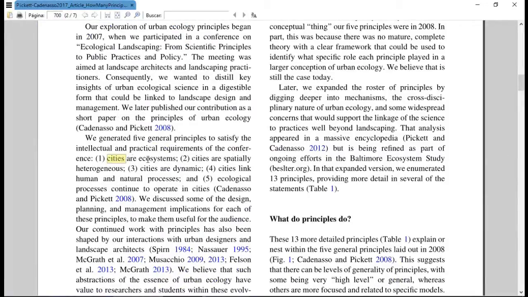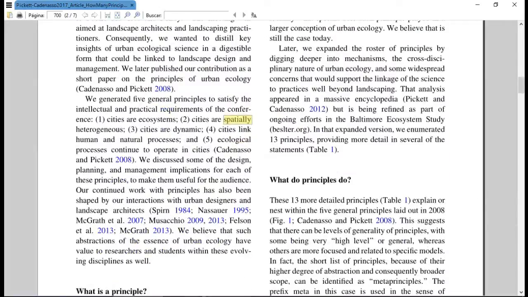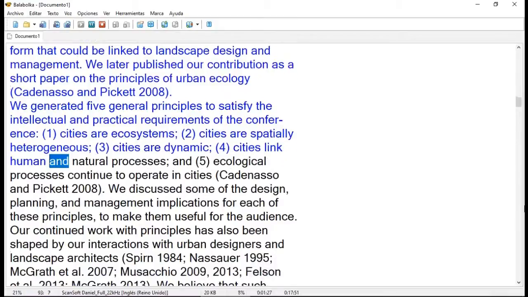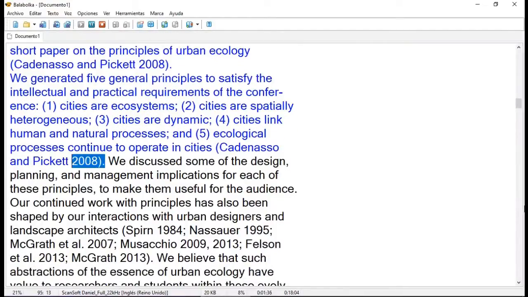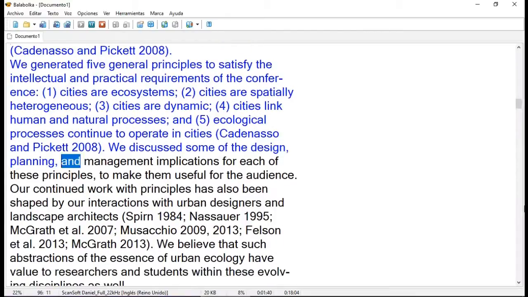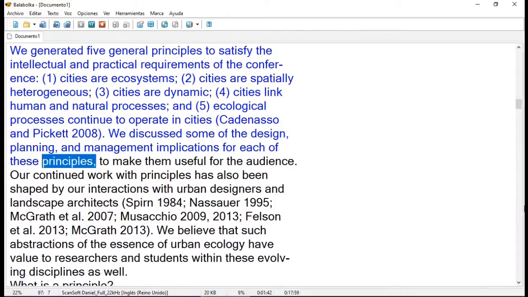1. Cities are ecosystems. 2. Cities are spatially heterogeneous. 3. Cities are dynamic. 4. Cities link human and natural processes. And 5. Ecological processes continue to operate in cities. Cadenasso and Pickett 2008. We discussed some of the design, planning, and management implications for each of these principles to make them useful for the audience.